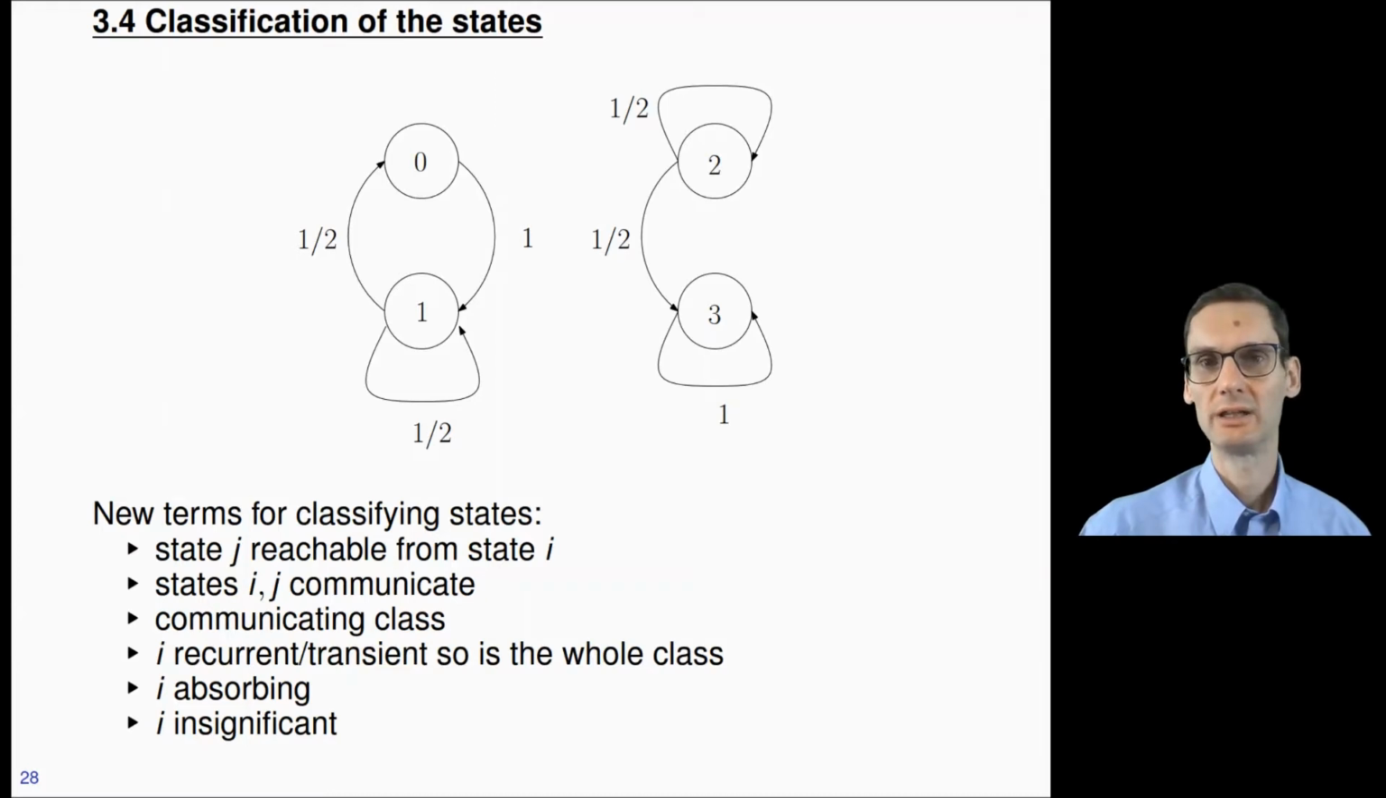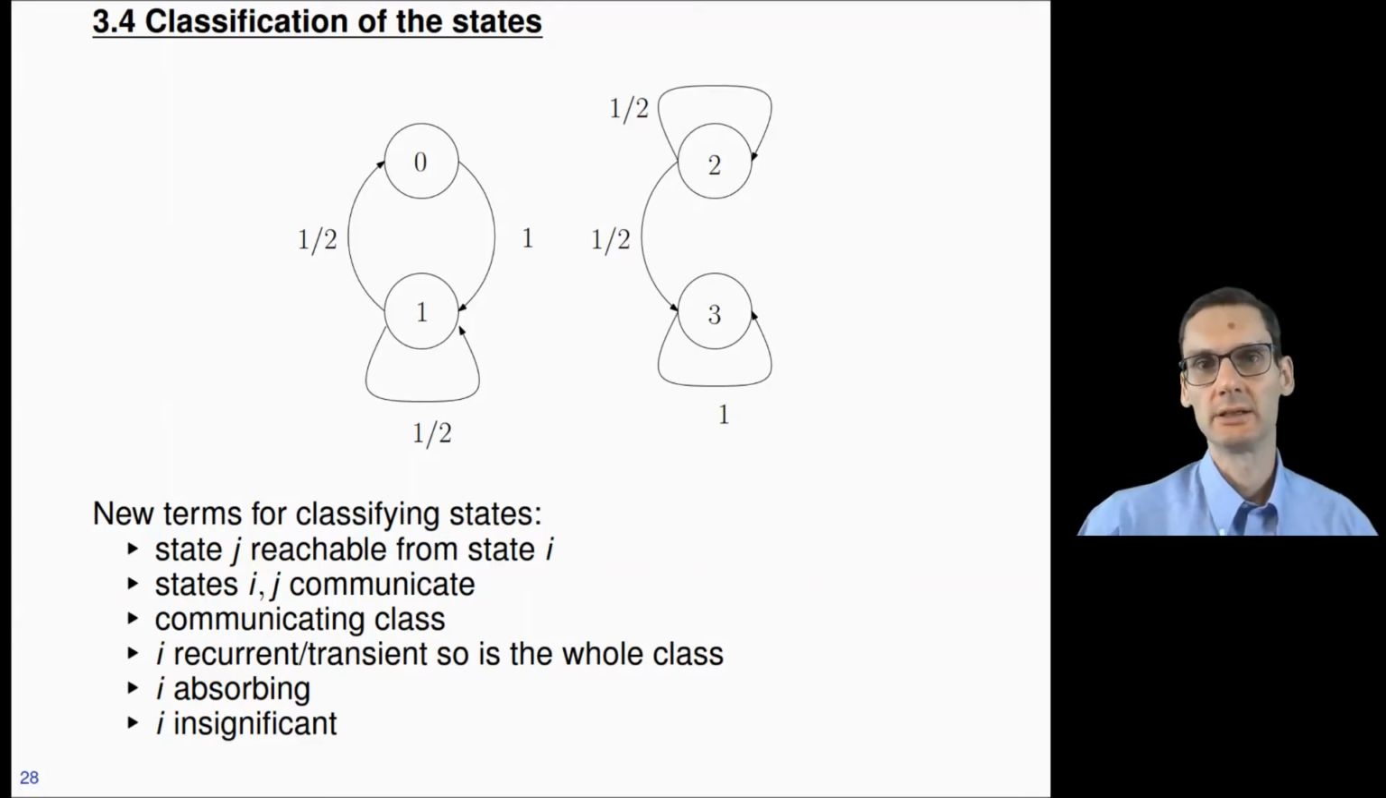If you are at 3, then you stay at 3 forever. So you'll not be able to return to 2. And anyway, even if you are at 2, you're not allowed to go to state 0 or state 1. In mathematical terms, we will define what it means that a state is reachable, that one state is reachable from another state, or that states communicate. And we will define what communicating classes are.